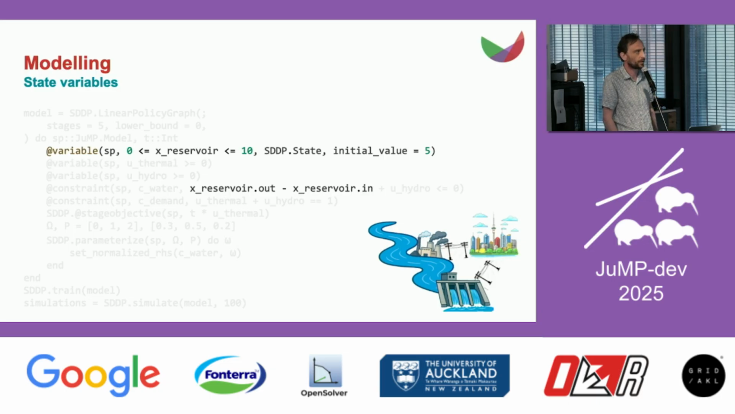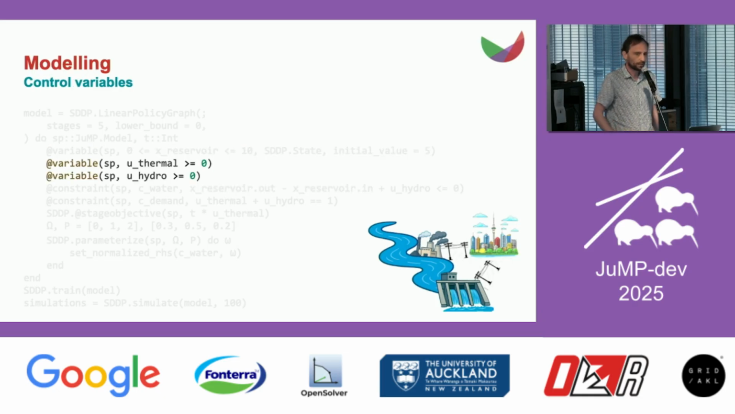We can also provide keyword arguments. In this case, this is the initial value that tells us the value of the state variable at the start of time. We need to declare some control variables. These are the actions that people can do. These are just normal JuMP variables. We can say we've got how much thermal energy to burn, and maybe how much energy to make from hydro.